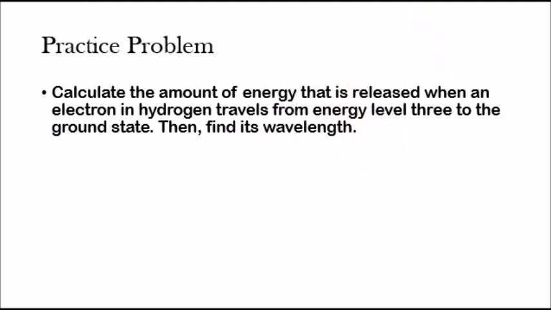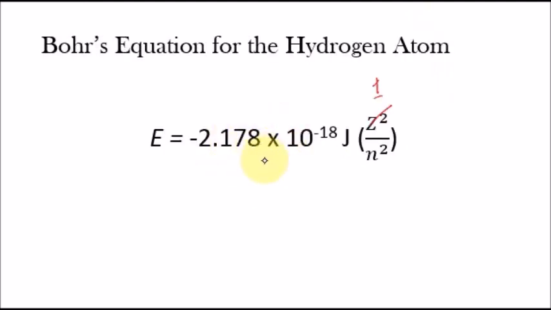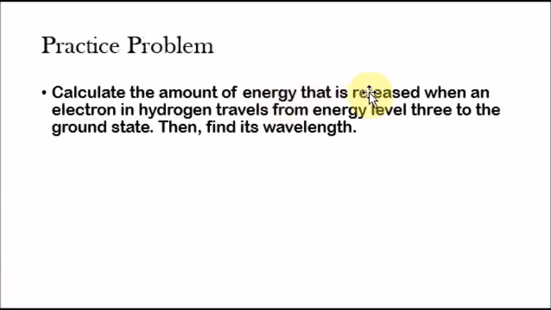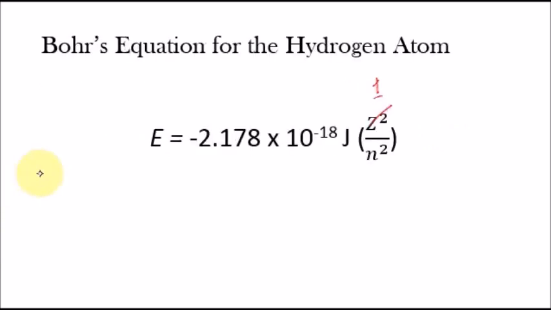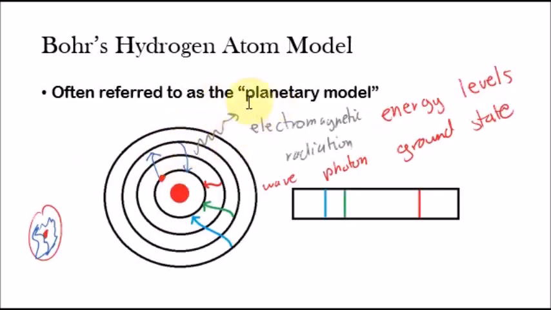So all we have to do is use this equation here and see how much energy an electron has in the third energy level, because that's where it's starting, and then see how much energy the electron has in energy level 1, and subtract that difference in order to calculate what the drop in energy is going to be, essentially how much energy is going to be released. Okay, so let's go ahead and do that.